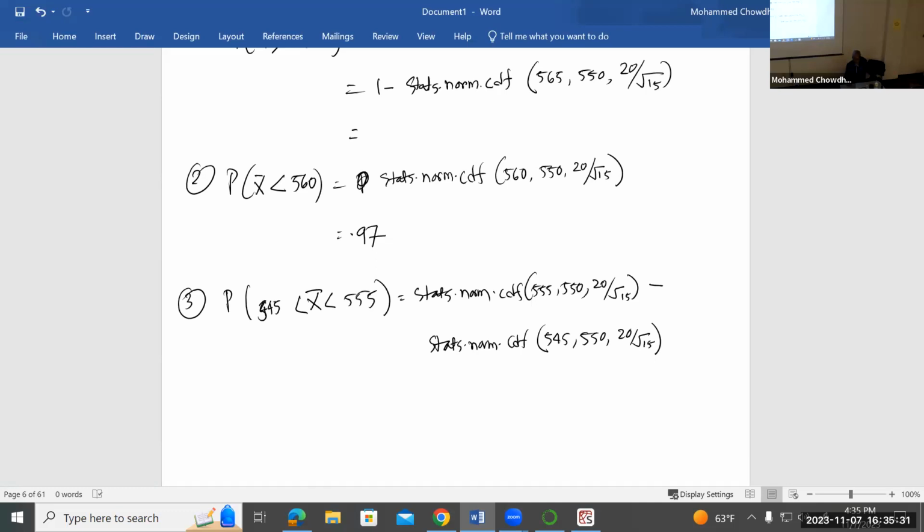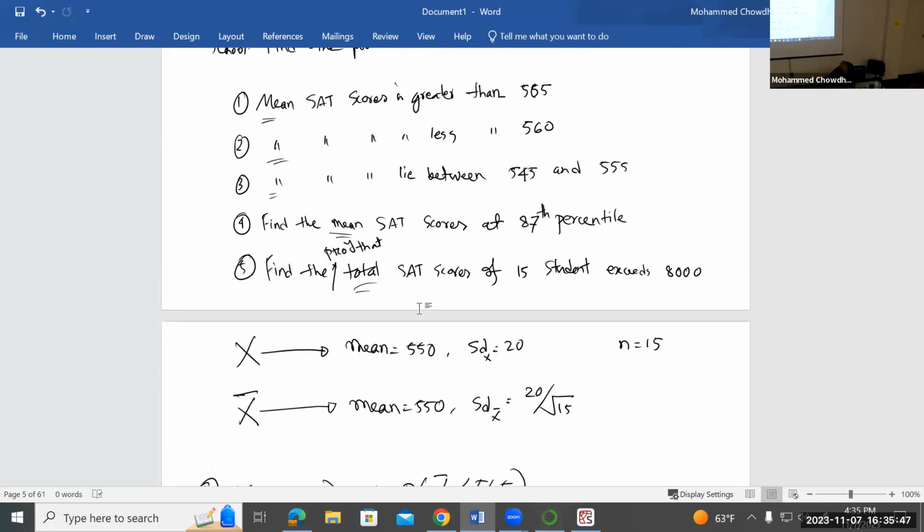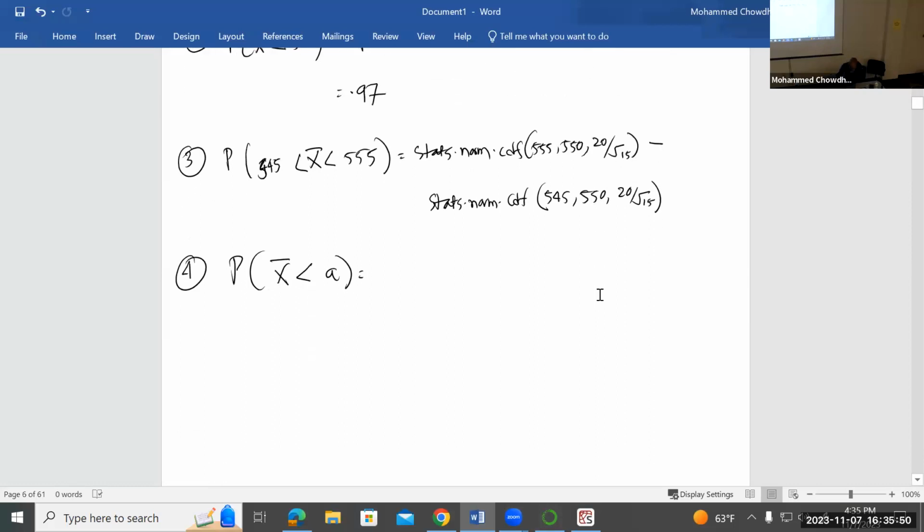Clear, right? And then number 4, probability of X bar equal to A equal to 87%, 0.87. So A equal to what? A equals stats.norm.ppf(0.87, 550, 20/sqrt(15)).